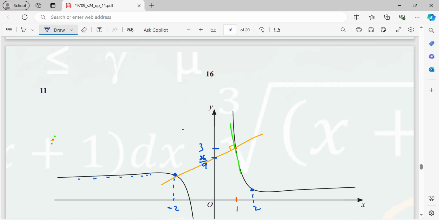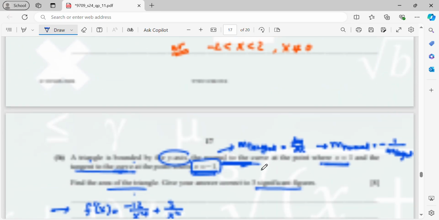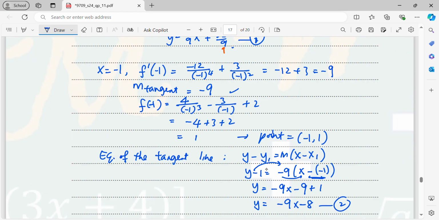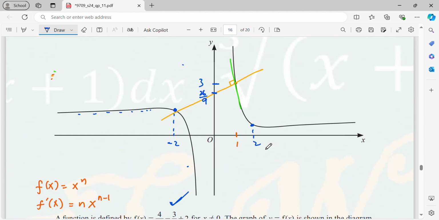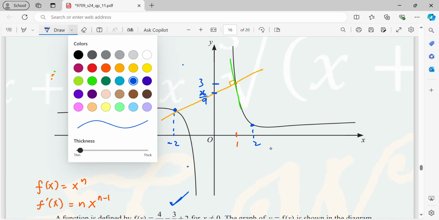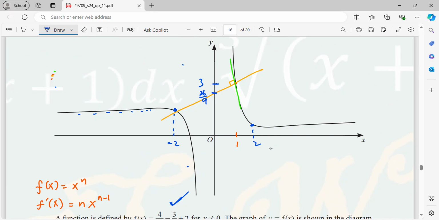26 over 9 is actually 2.89. Okay. And then the other tangent line has the coordinates minus 1, 1, and the y-intercept is minus 8. So minus 1, 1 is somewhere here. This is minus 1. Or probably my minus 2 is not here, a bit further. Maybe minus 2 is here. So then minus 1, 1. Let's say here is 1. And then it has a tangent line.